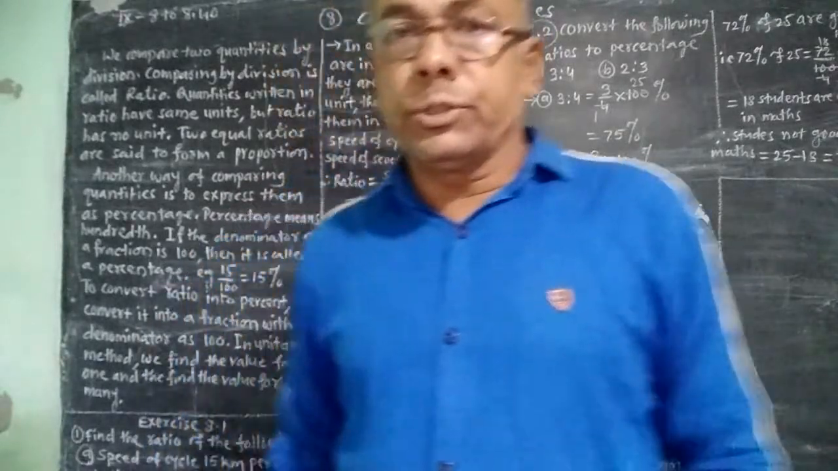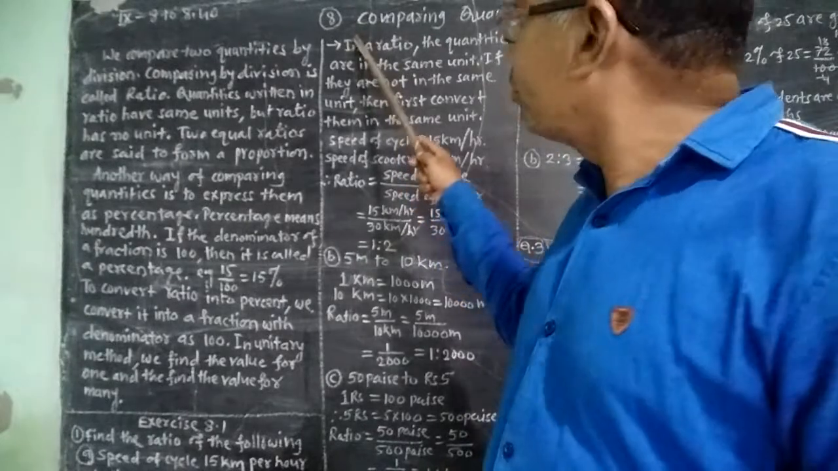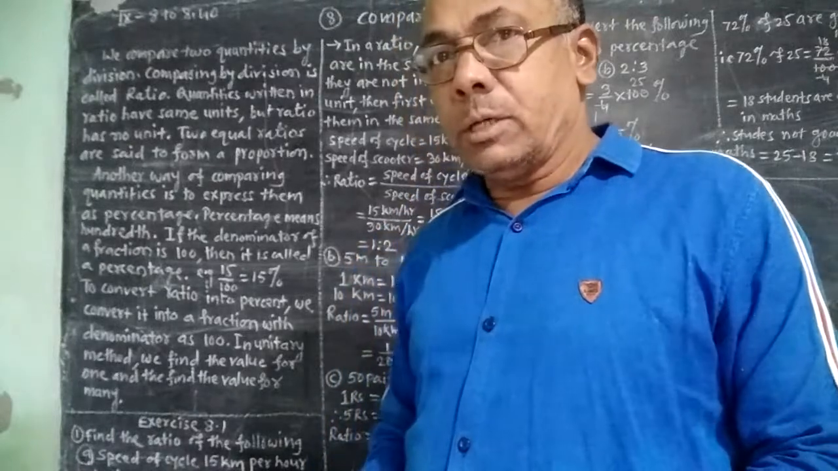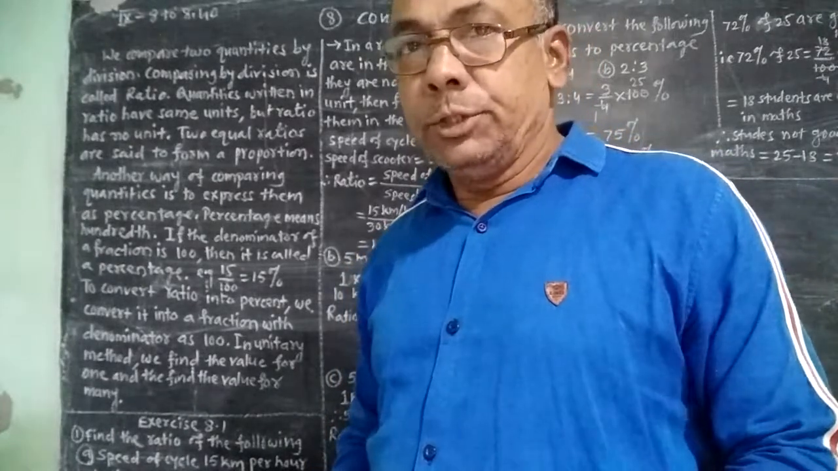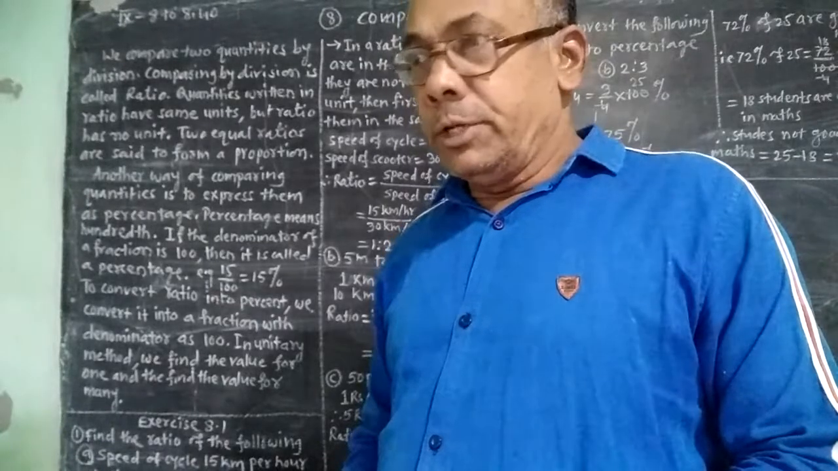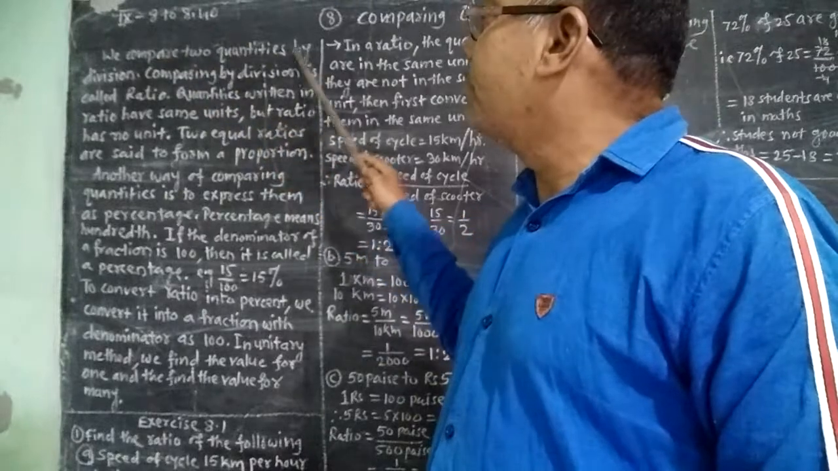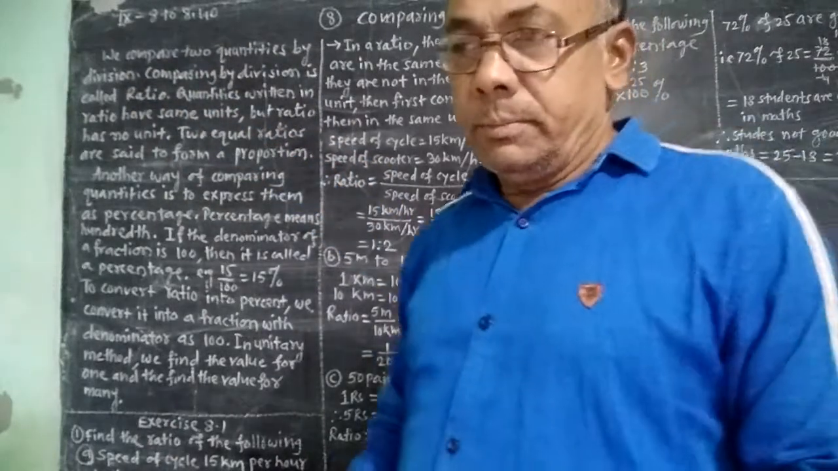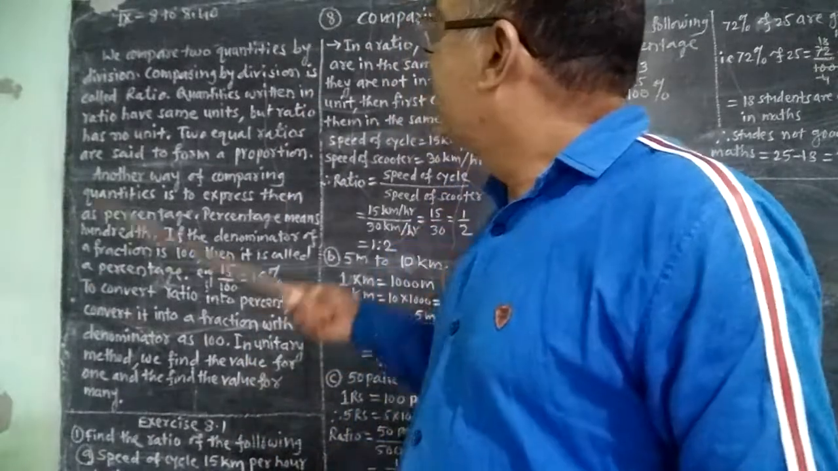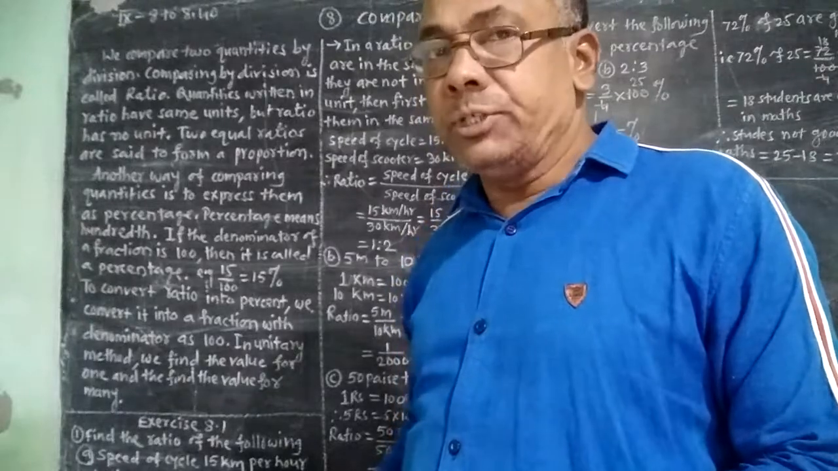Today we have to start our new topic, that is topic number 8, comparing quantities. Means how to compare two quantities if their units are given. Here we compare the two quantities by division. Means there is one method of comparing the quantities, that is, two quantities can be compared by the division method.